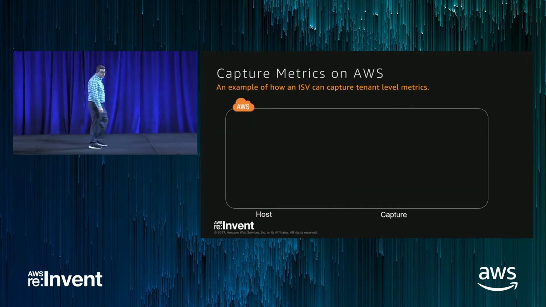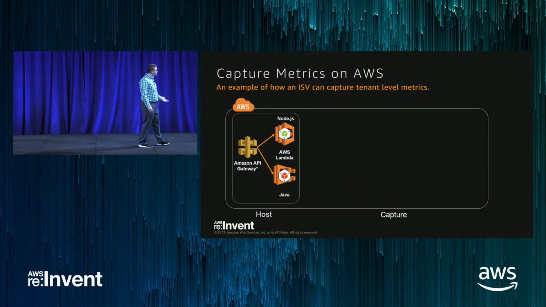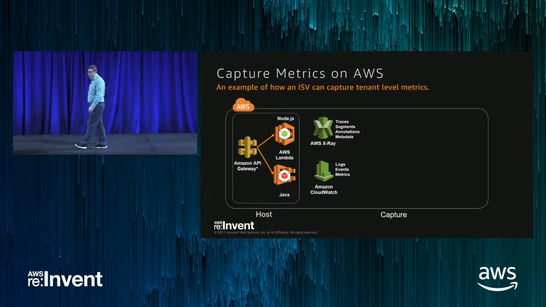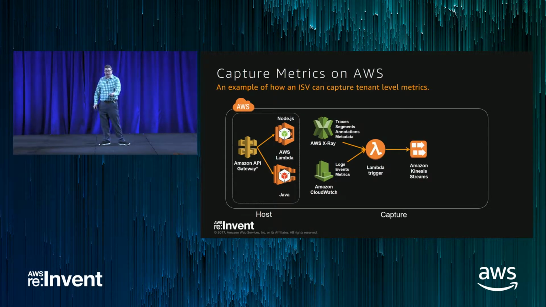So you capture metrics on AWS, right? You can take the reference architecture as an example from before, and you can integrate AWS X-Ray and CloudWatch. You can send this data, or maybe you automatically pull this data using a Lambda function, maybe using a container, whatever the case may be. And then you put this into what we call Amazon Kinesis Streams. Kinesis Streams is our real-time analytics service. From here, it's just a matter of what you do next.